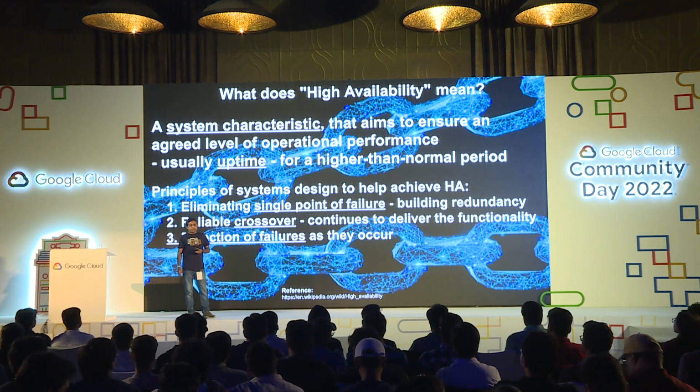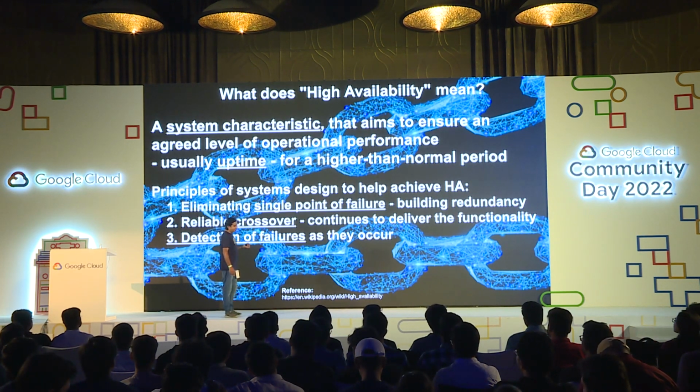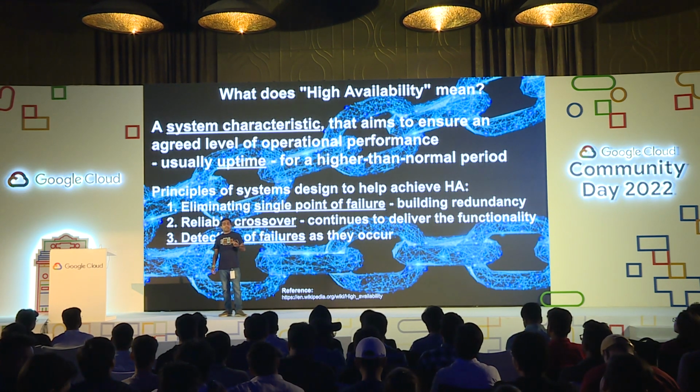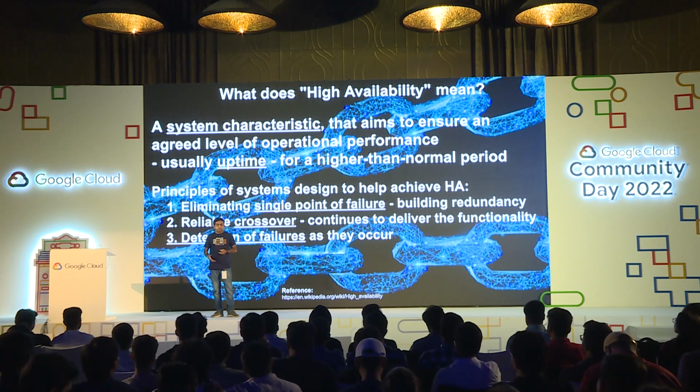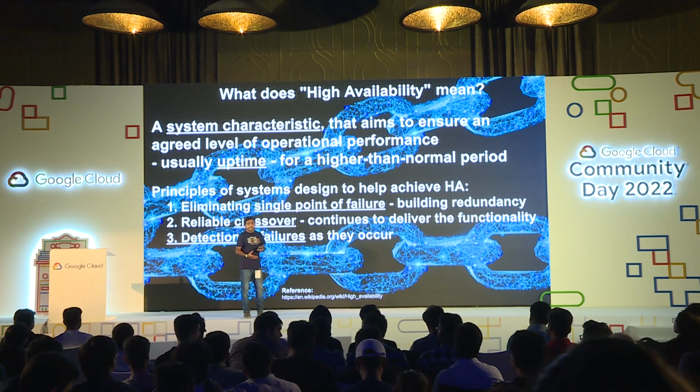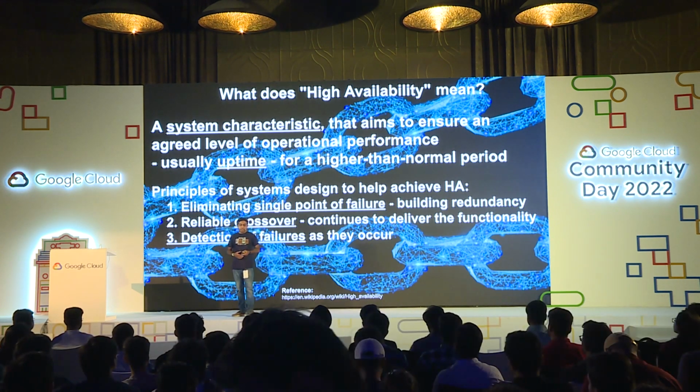Okay, so with that, I'm going to start by defining what exactly HA means. This is a definition that I took from Wikipedia. All of you can read. I'm not going to read this out, but look at the ones which are underlined, right? It is basically a system characteristic. Just like scalability, availability is also a system characteristic, but it usually refers to uptime. That is, your system should be readily available. So that's the system characteristic that we are looking at.